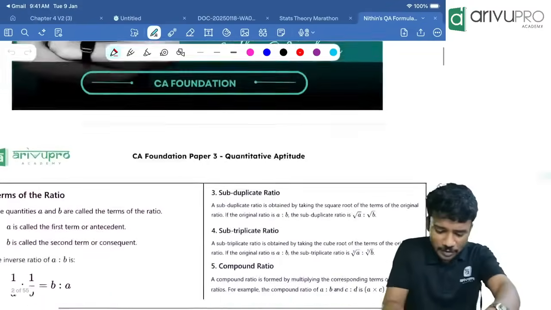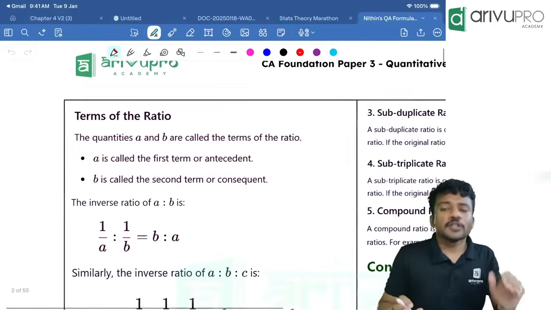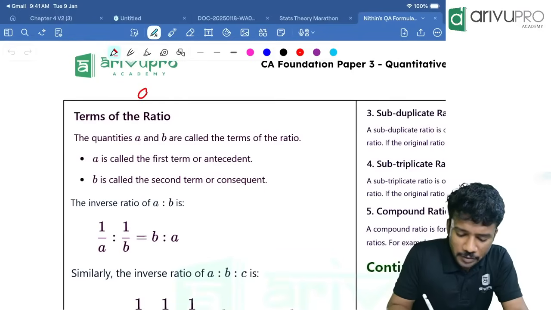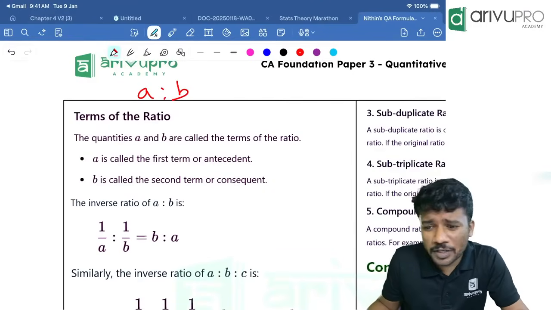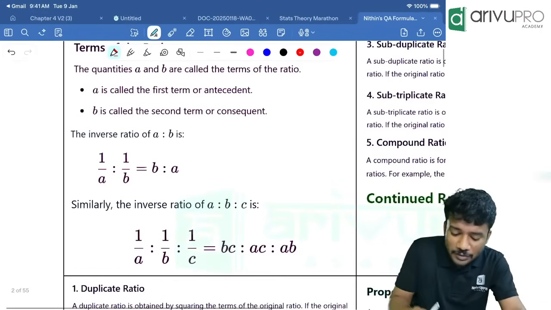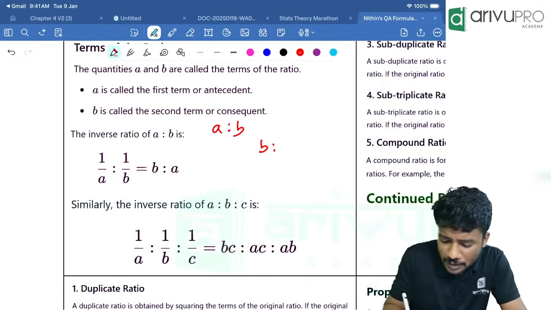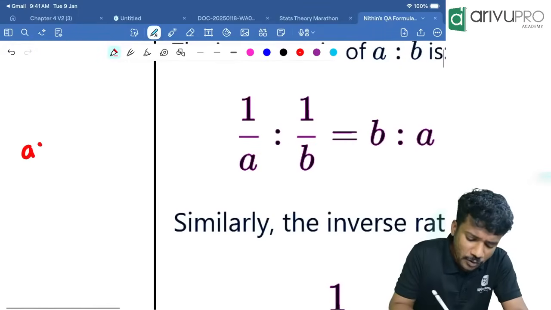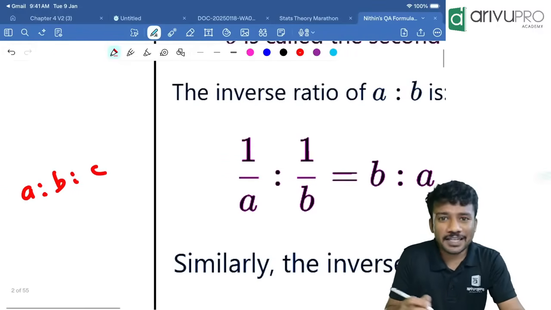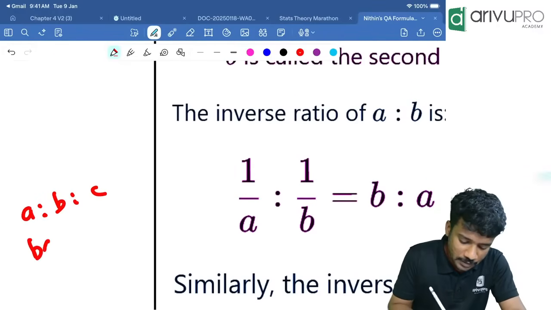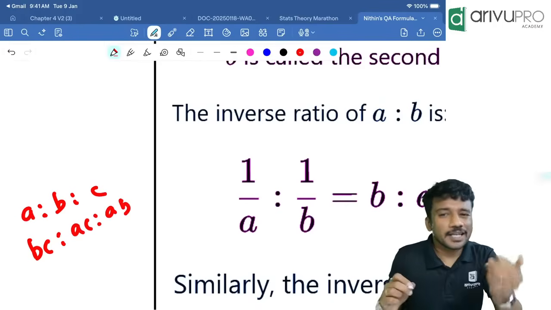Starting off with our first chapter. Yes, everything is working. So, first of all, people, what is ratio? Ratio is nothing but, for example, if A and B are in ratio, we will write it as A is to B. Then, what is the inverse of a ratio? The inverse of the ratio A is to B is B is to A. Now, people, if there is a ratio A is to B is to C, then what is the inverse of that ratio? It's very easy. We can write it as BC is to AC is to AB. So that is the way of writing.